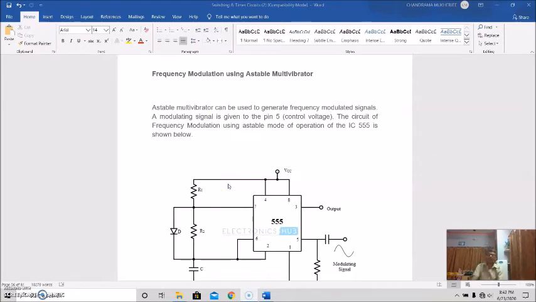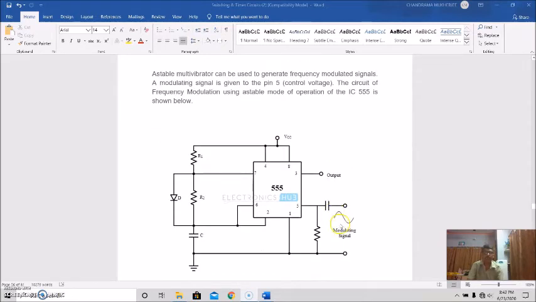Now we'll discuss another application of Astable multivibrator, that is frequency modulation. So Astable multivibrator can be used to generate frequency modulated signals. The modulating signal is given to pin 5.